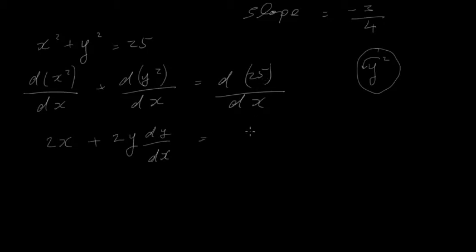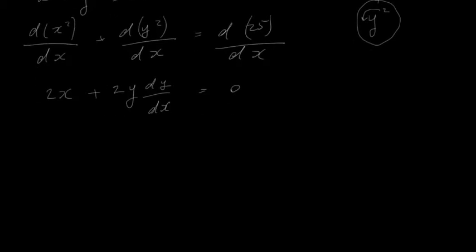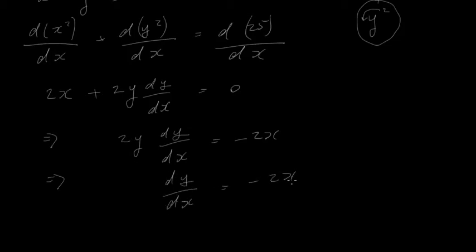Now differentiate 25 with respect to x, you get 0. So what we want is dy dx here. So I'm going to isolate the dy dx. So take that 2x and bring it over here, or subtract 2x from both sides. You get 2y dy dx is equal to minus 2x. Divide by this 2y, which is multiplied by the dy dx. So dy dx is just simply minus 2x over 2y, and that's just simply minus x over y.